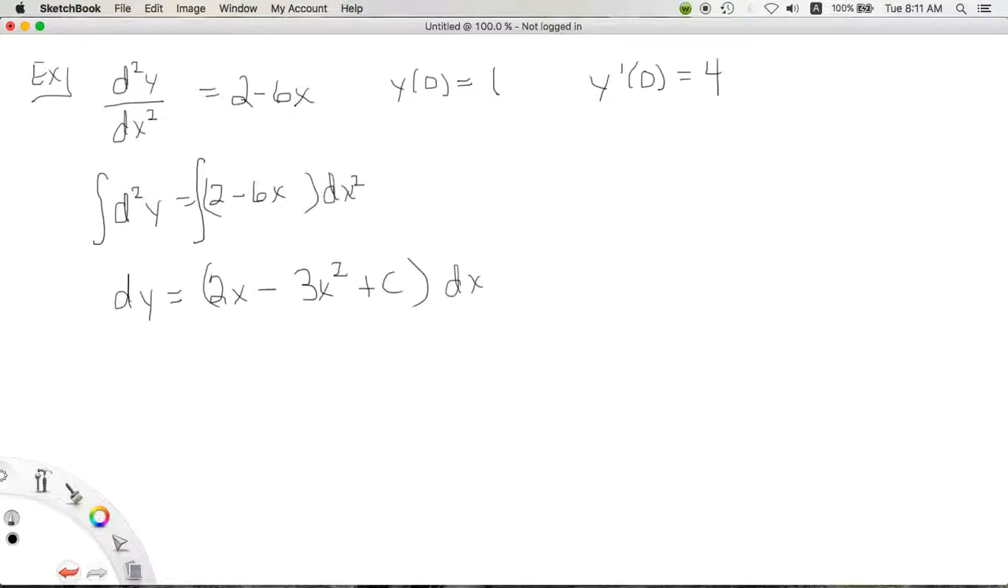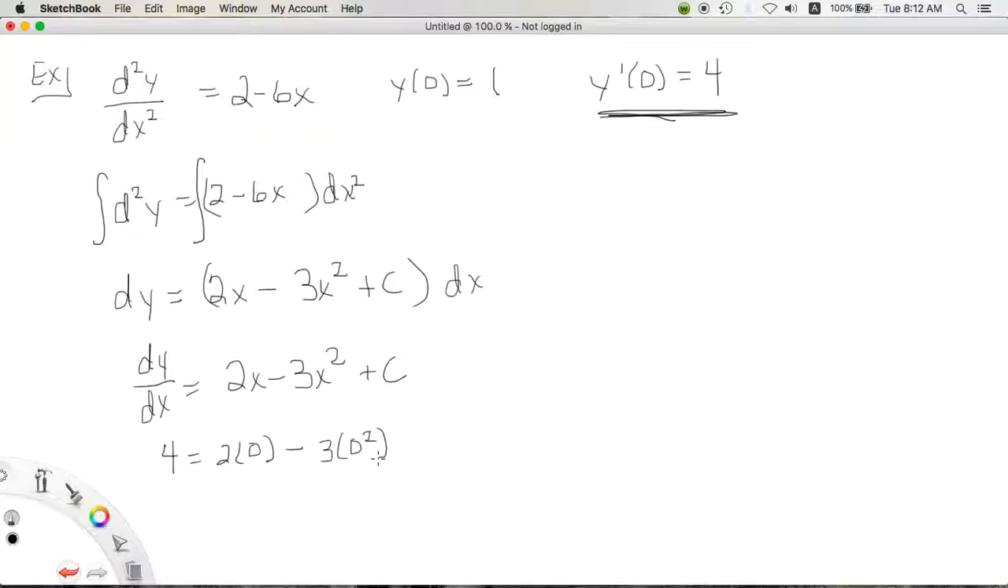We undid one derivative. So we've got our first derivative is equal to 2x minus 3x squared plus c. Well, we have this initial value here to figure out what the c is for this derivative. So our derivative value is 4 when x equals 0. So that means our c is 4. So now we have dy dx is 2x minus 3x squared plus 4. So now we can step it again.